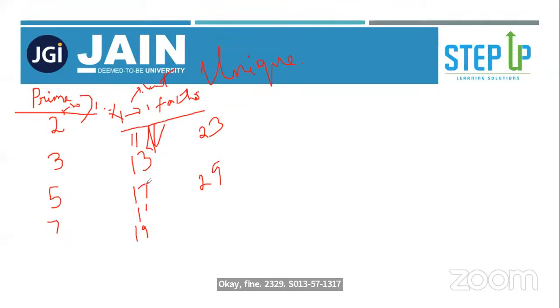11, 13, 17, 19. Okay. Next, 31 to 40. What are the prime numbers from 31 to 40? 31, 37.